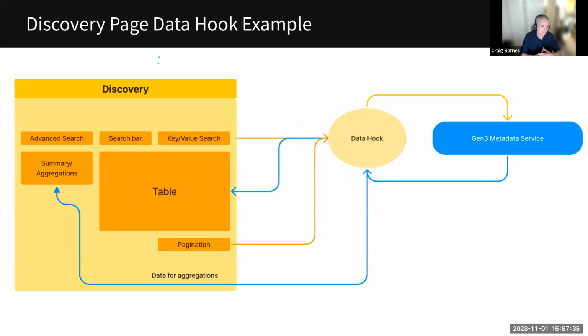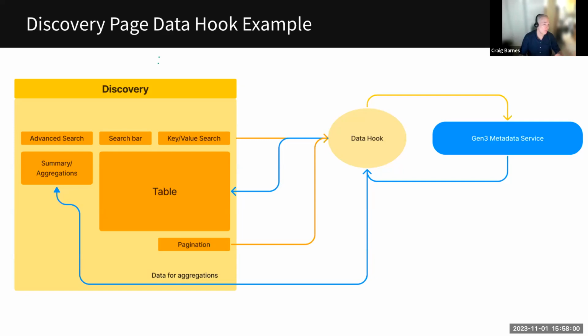Next slide, please. So kind of how this works is that the discovery page is composed of a variety of different components that all need data. This would be advanced search, the search bar, or key value search. Those are the types of search we do. We also provide optional summary or aggregations on top of the page. We have a table full of results, and we have pagination, which lets you go through the various pages.